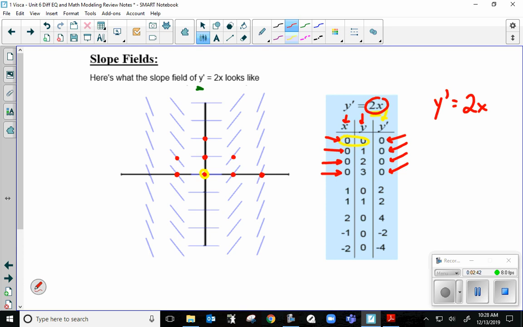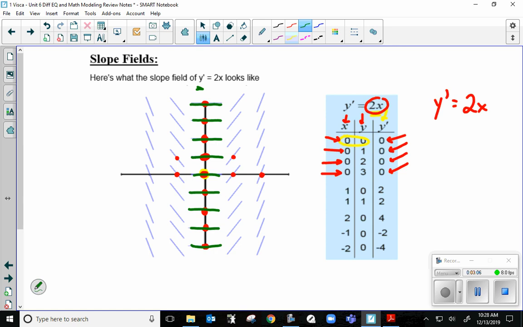So anytime I have a coordinate where the x is 0, right here, right here, right here, right here, the slope is going to be 0. And the slope 0 is a horizontal line. So that's why we see all horizontal lines going through any coordinate that has a 0.